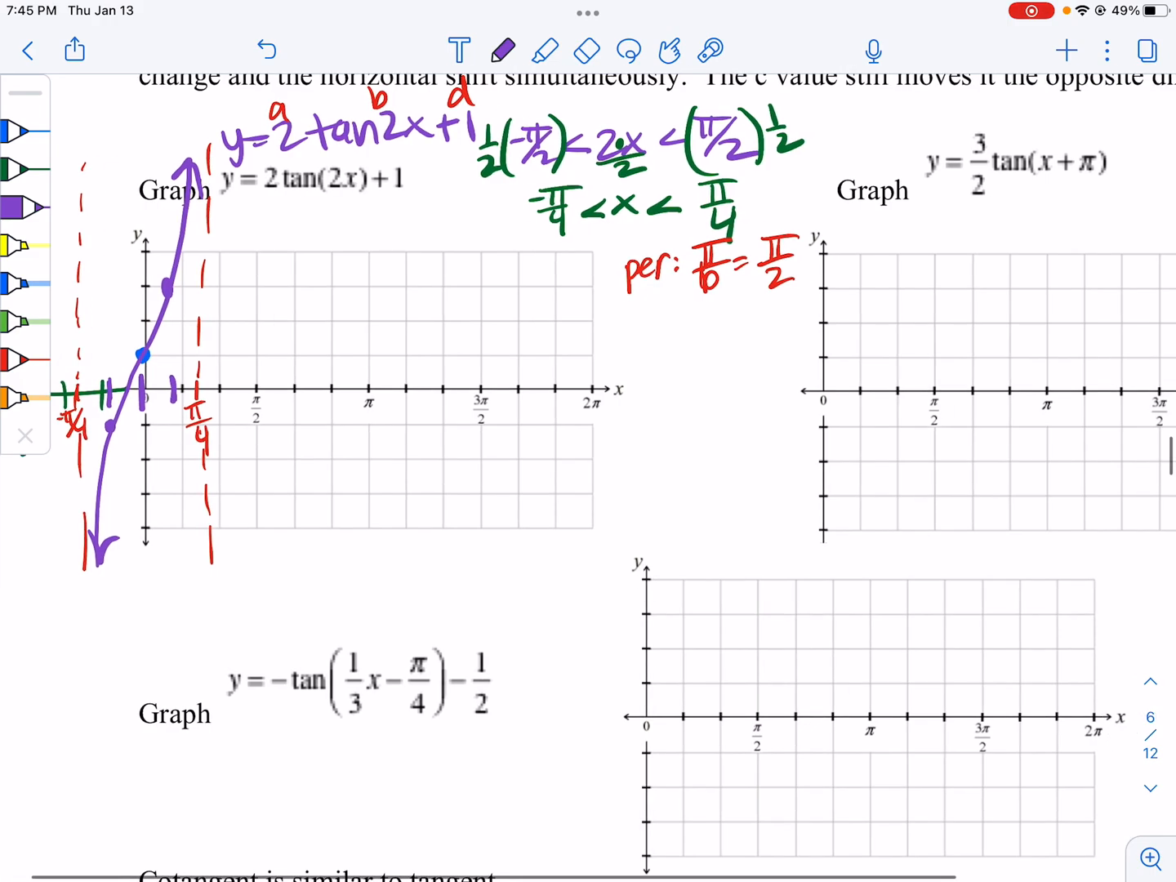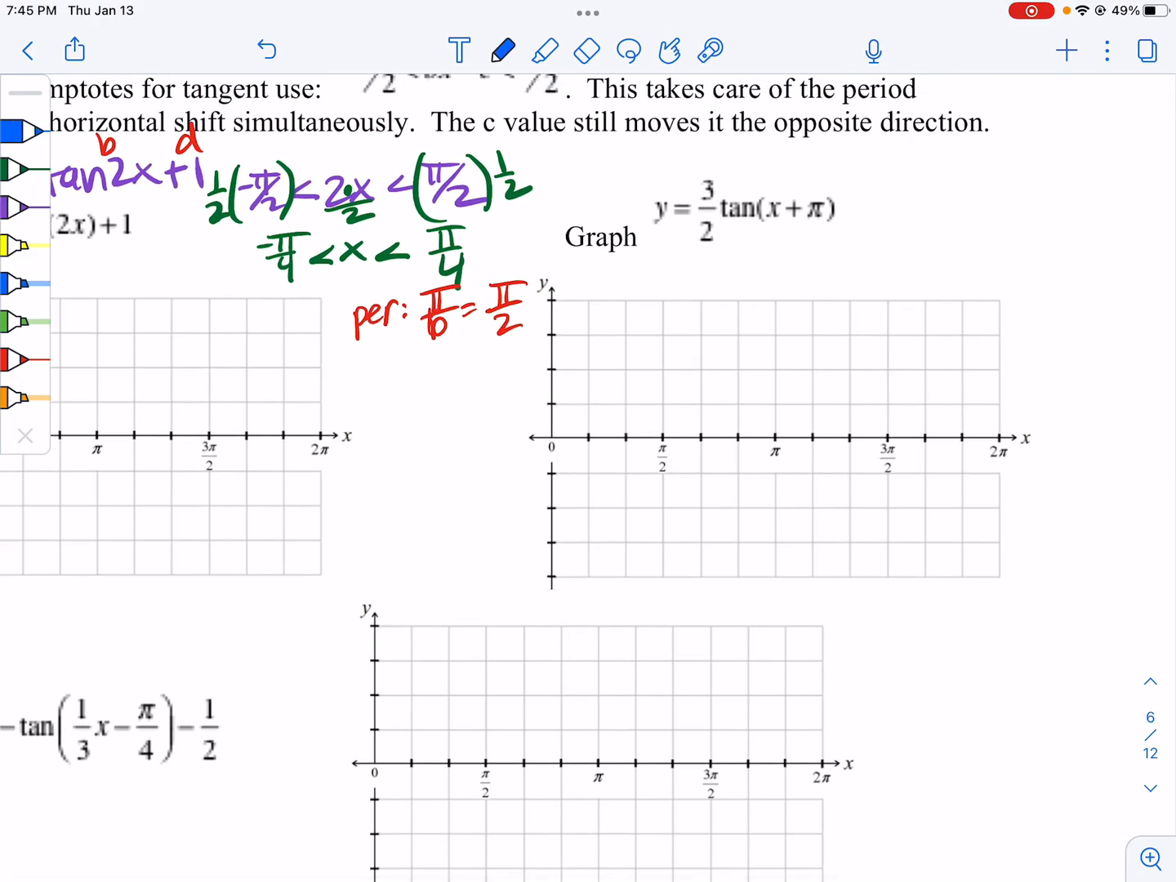1 period is fine. So if we look at this one, we're going to set that same thing, so that inside thing, that bx minus c or plus c, whichever one it is, and we're going to bound it by pi halves and negative pi halves to find out where our asymptotes are. Okay, so here we've got a horizontal shift, but not a period change, because this is our C value and then our B is an unsaid 1. As opposed to this one, we had a period change, but not a horizontal shift. So here I want to undo the adding pi by subtracting pi. So if I do negative pi halves minus pi, that gives me negative 3 pi halves.